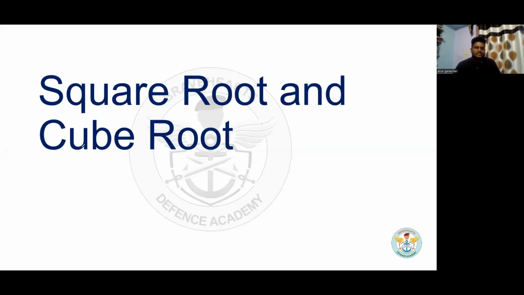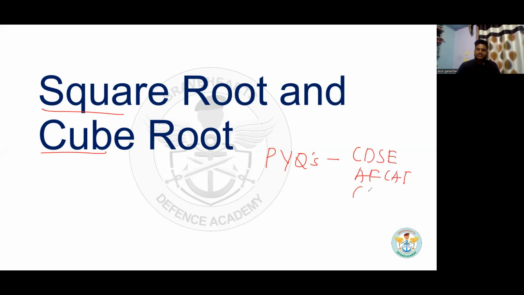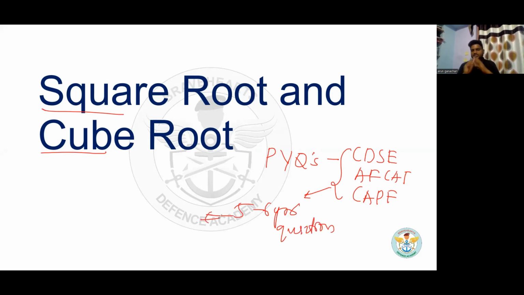Okay, so we have discussed all the theory part of square root and cube root. I have discussed the methods also. Now we will try to solve your previous year questions with respect to CDS-1, AFCAT and CAPF exam. So I have taken the notes from last 5-6 year questions. I have analyzed them properly. Then I have come up with the conclusion that these are supposed to be the questions which are supposed to solve. So let's solve them one by one.